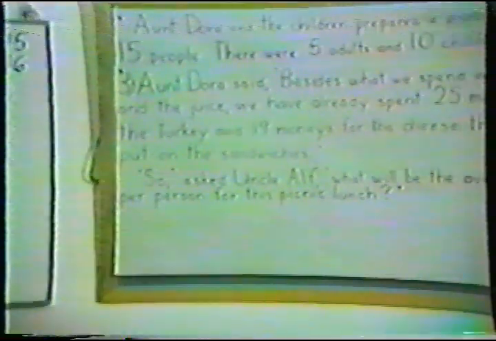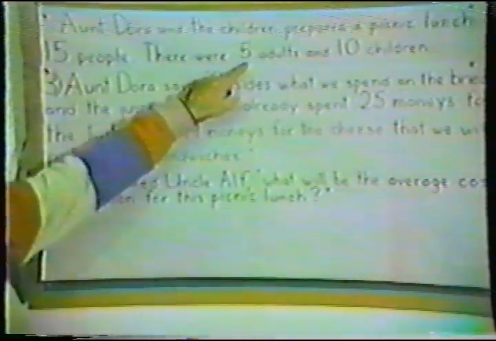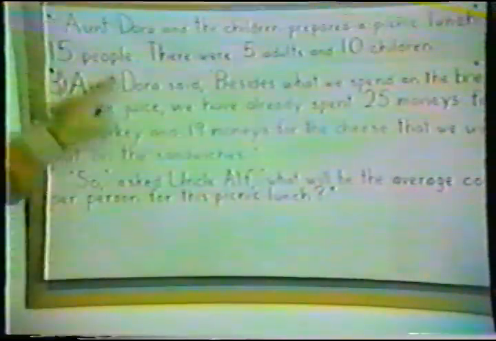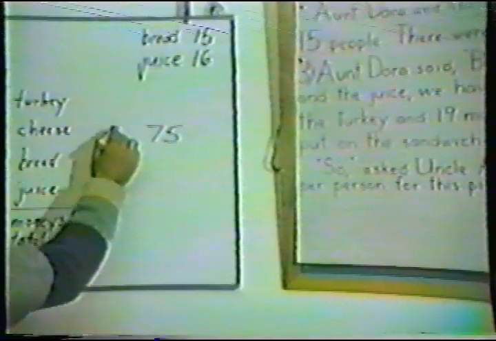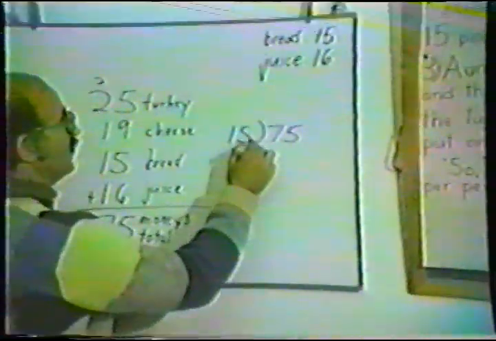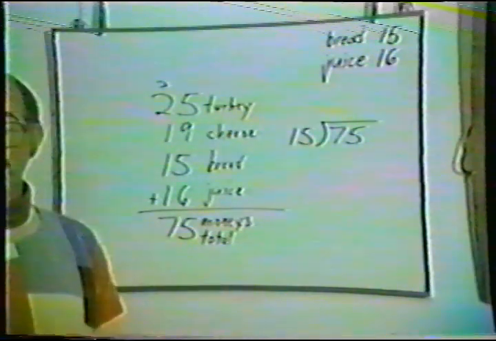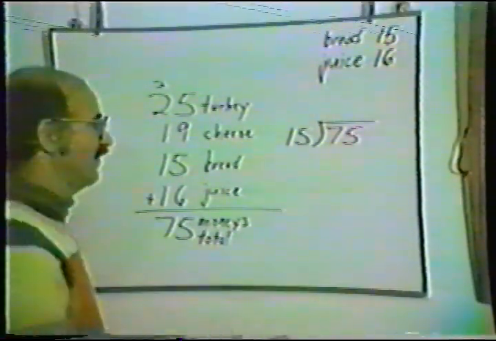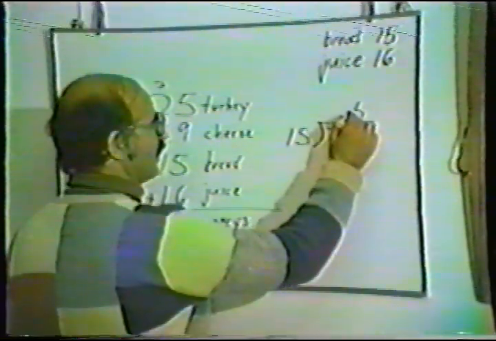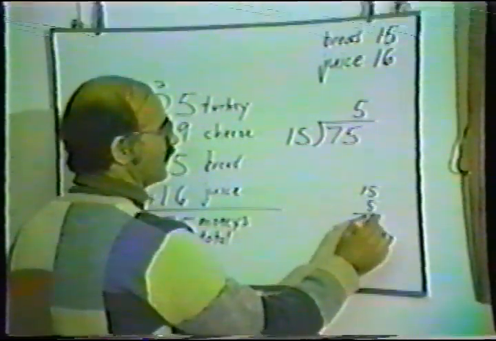A picnic. Ah, yes, there it is. Okay, we told you that. 5 adults, 10 children, 15 people. 15 into 75. How many 15s are there in 75? 5. Let's try 5. 15 times 5.